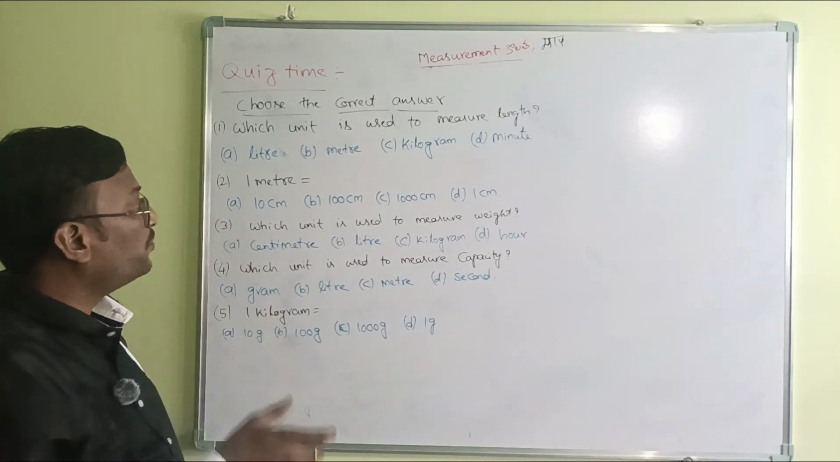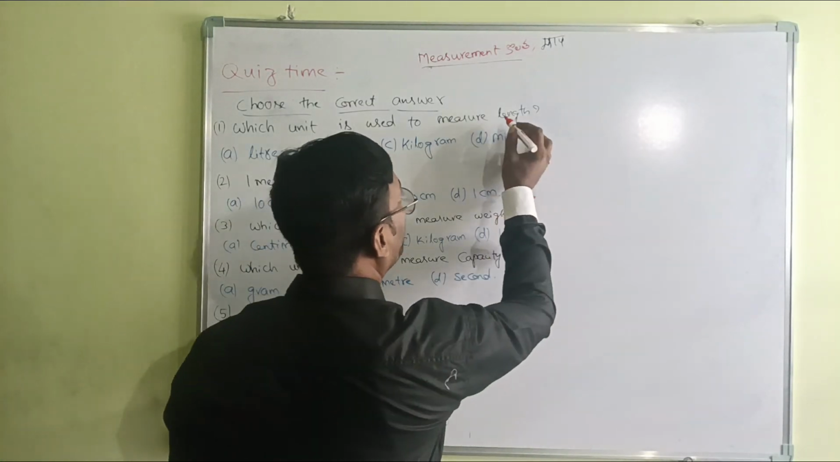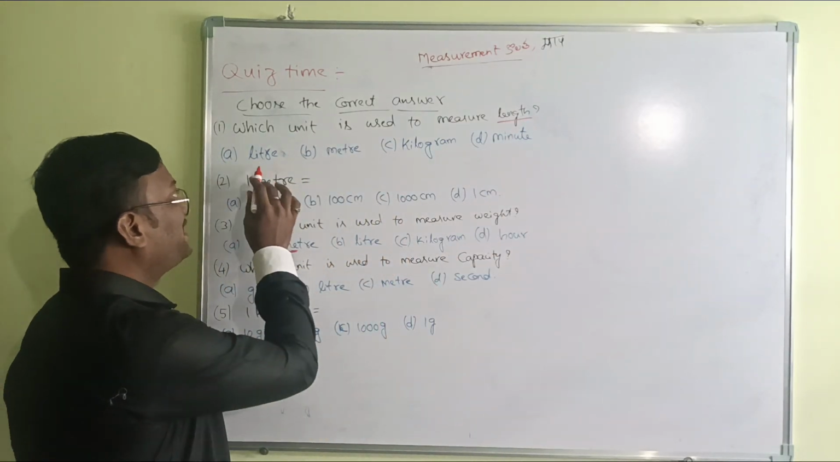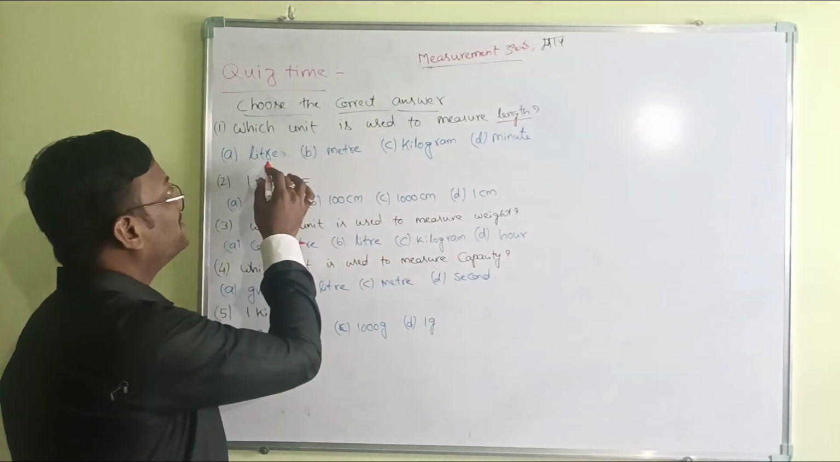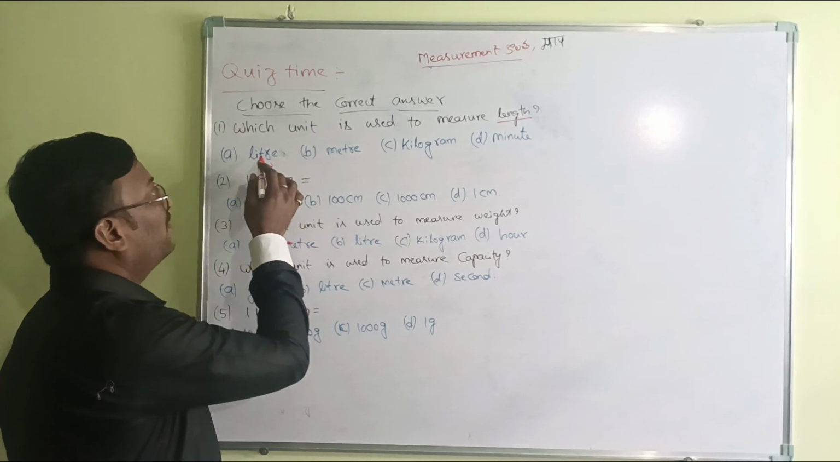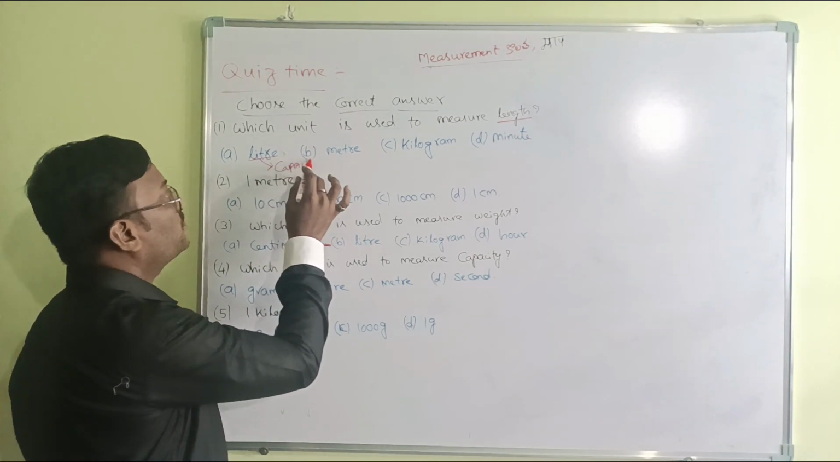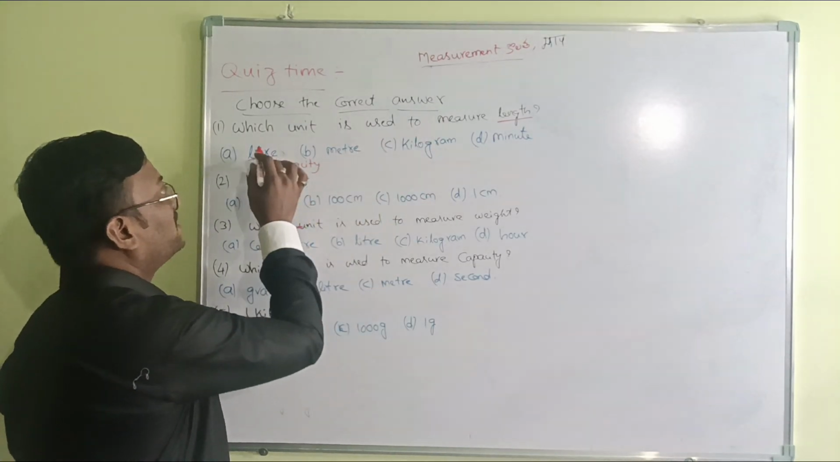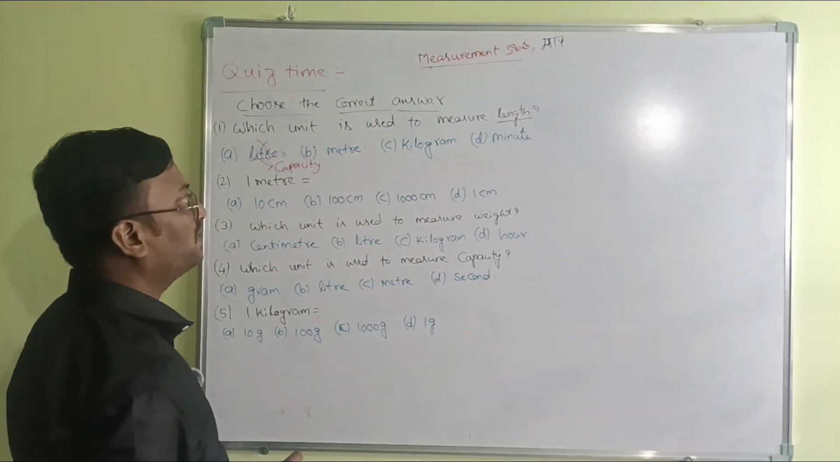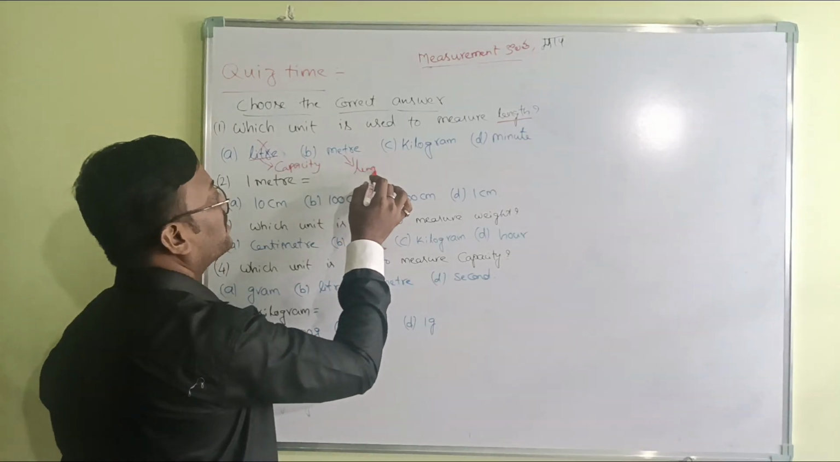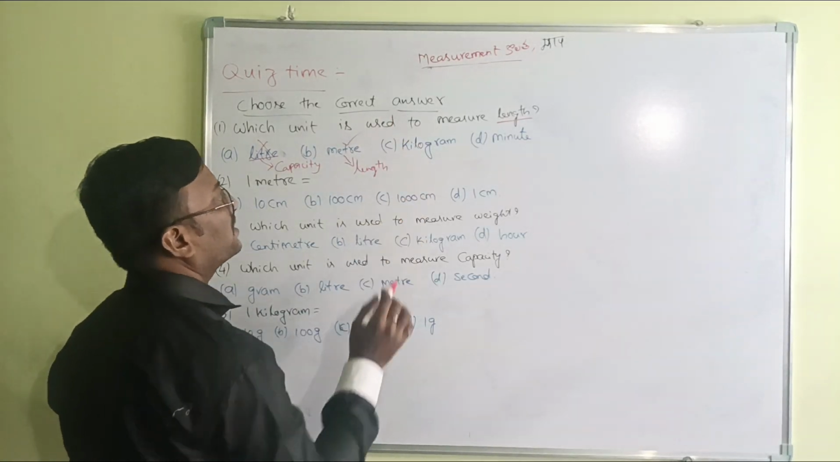Which unit is used to measure length? In order to measure length, which unit is required? See the options. Liter. What is the liter? Liter is the unit for what? Capacity. Okay, so it will not give you length, so wrong option. Meter, yes, it is the unit of length, so this is the right answer.